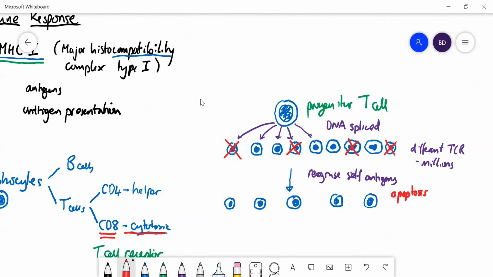Okay, all that's left here are these ones, all of these T cells, and they recognize non-self. There are literally millions of different versions of those, and they could recognize almost any molecule that could ever be made.